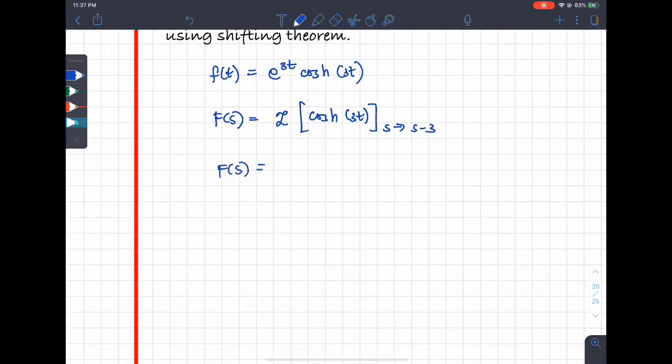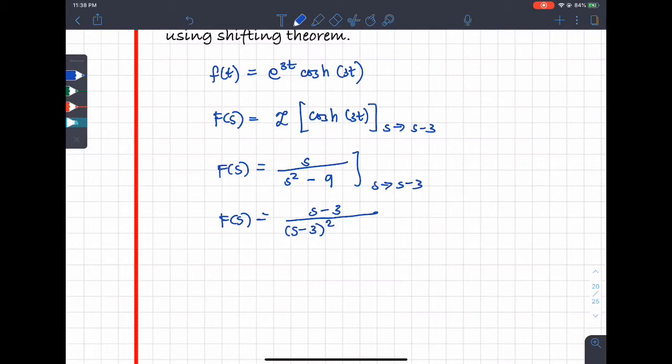So our F of s then, for cosine, would be s divided by s squared. It is hyperbolic, so that would make it negative. So 3 squared would be 9. And everything would be shifted to s minus 3. So F of s then would be s minus 3 all over s minus 3 squared minus 9.